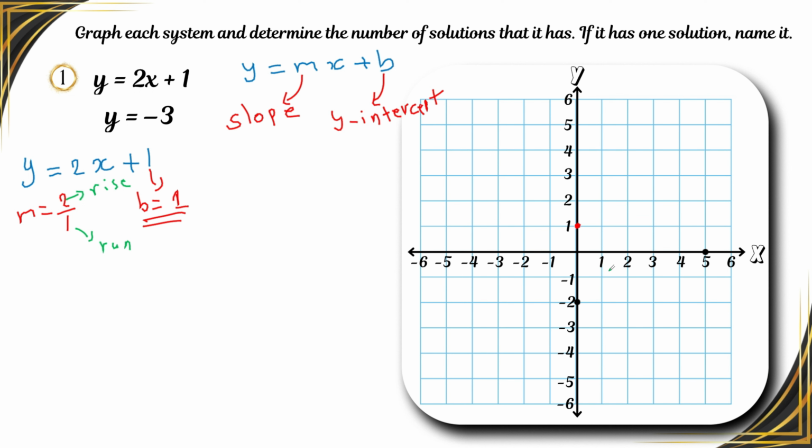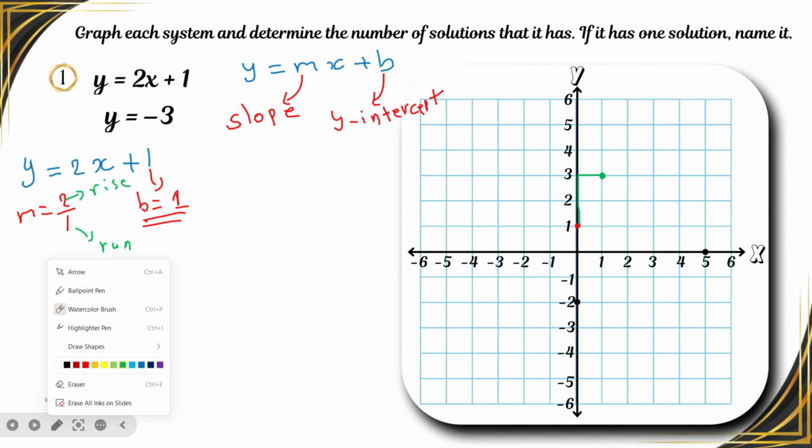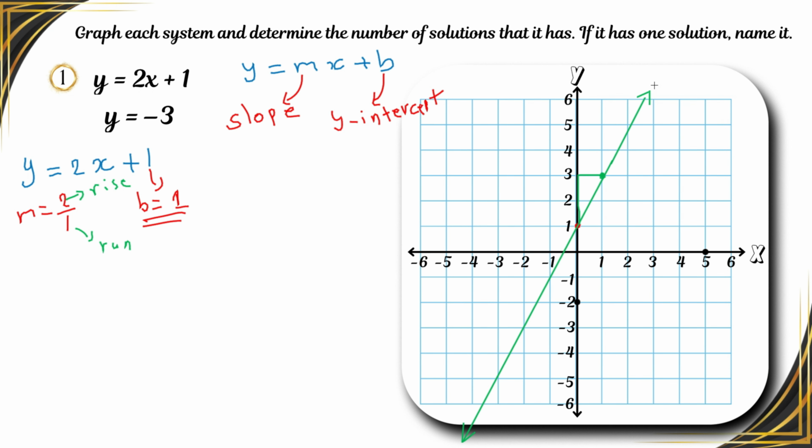Let's start. It's like a game. Start from the y-intercept, which is 1. Now we need to rise 2. It's like jumping up 2: 1, 2. Now we need to run one step right. And this is the end point. We put a dot here. After that, we connect the start point and end point with a line. Okay, then this green line represents the first equation.